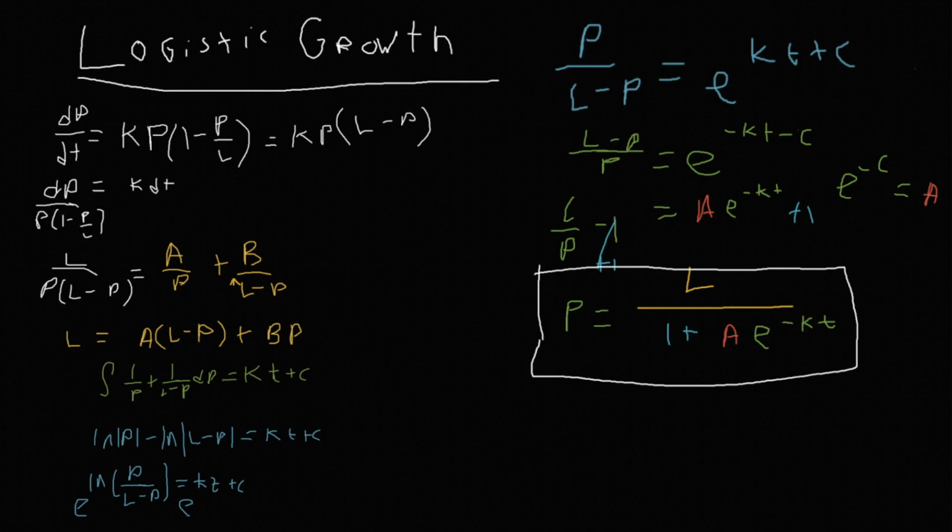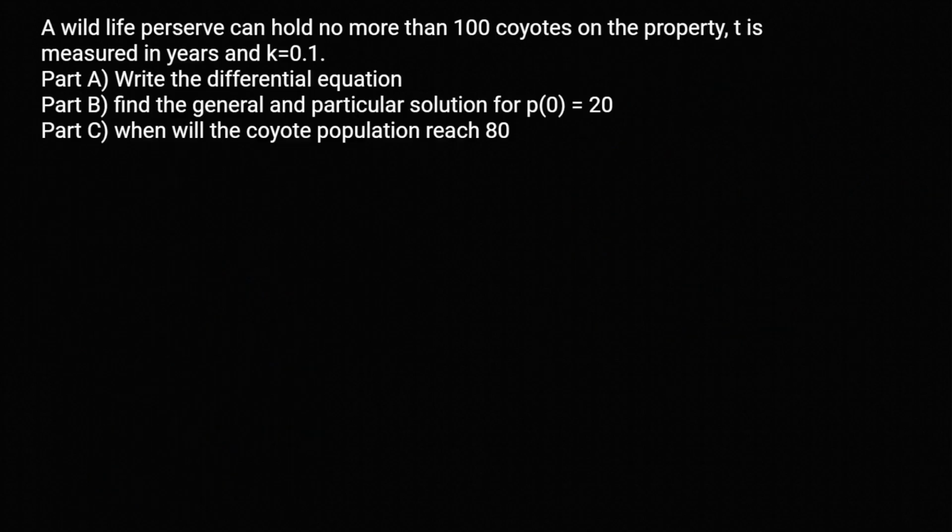But let's do a sample problem because that was chaotic. All right, we have our question here, and there are 3 parts to it. So we're going to write a over here. This is going to be the quickest because it is a simple differential equation. Let's just write the differential equation. A wildlife preserve can hold no more than 100 coyotes. So that means L is equal to 100. K is 0.1.